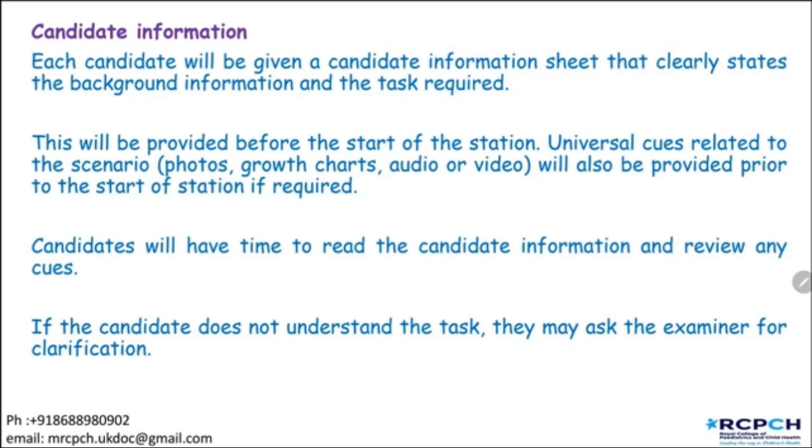For the candidate information, each candidate will be given a candidate information sheet. While the candidate is waiting outside the station, the sheet will be provided and it will clearly state the background information and the task required. This will be provided before the start of the station, along with universal cues related to the scenario, for example photos, growth charts, audios or videos if required. The candidate will have around 3 to 4 minutes to read the candidate information and review any cues. If the candidate does not understand the task, they may ask the examiner for clarification.